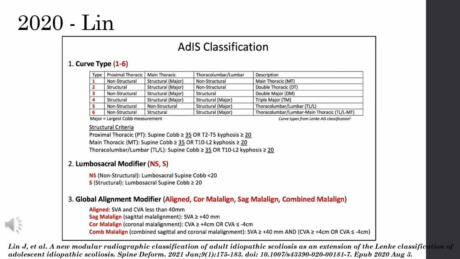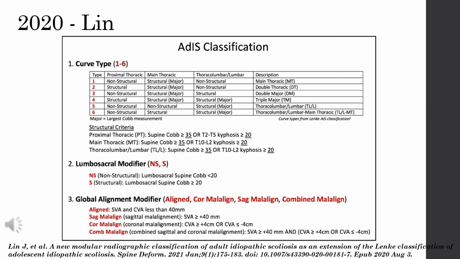For our last classification system, James Lin proposed a reliable radiographic classification system for adult idiopathic scoliosis that builds upon the Lenke classification for adolescent idiopathic scoliosis. The ADIS classification has 3 components: a curve type, lumbosacral modifier, and a global alignment modifier. The 6 curve types are maintained from the Lenke adolescent idiopathic scoliosis classification with a change in the minor curve structural criteria. A curve with a supine radiograph Cobb angle measuring greater than 35 degrees is structural.